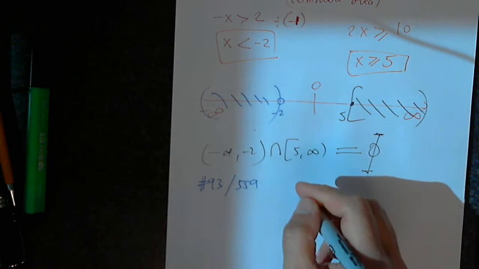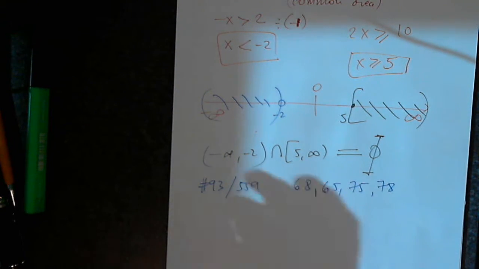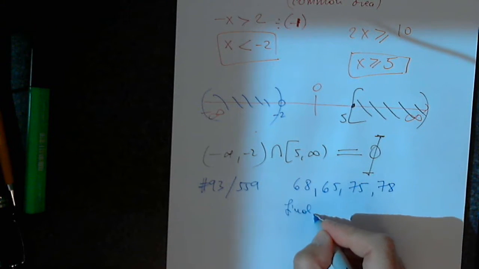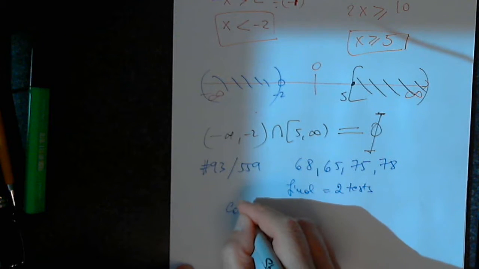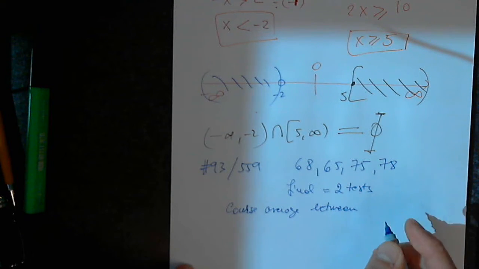Christian has scores of 68, 65, 75, and 78 on his algebra tests. Use a compound inequality to find the scores he can make on his final exam to receive a C in the course. The final exam counts as 2 tests. Final equals 2 tests. And a C is received if the final course average is from 70 to 79. I'm writing myself a note. Course average between 70 and 79.